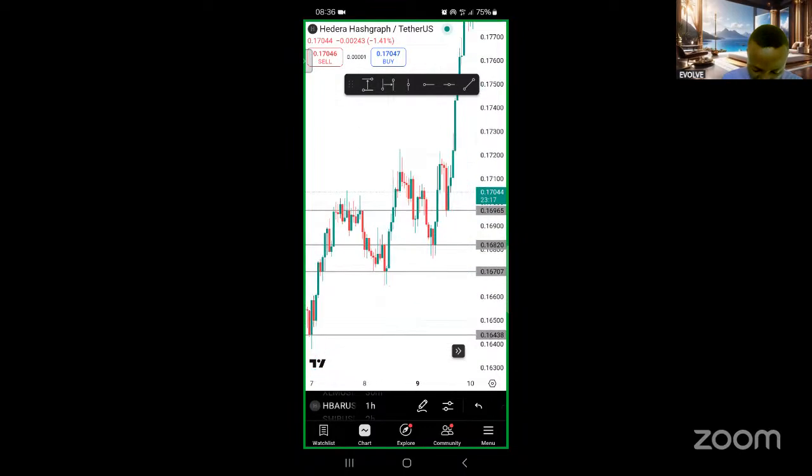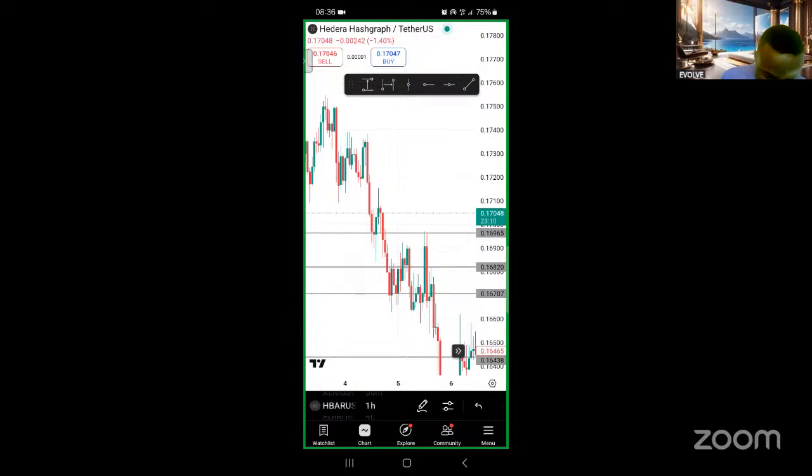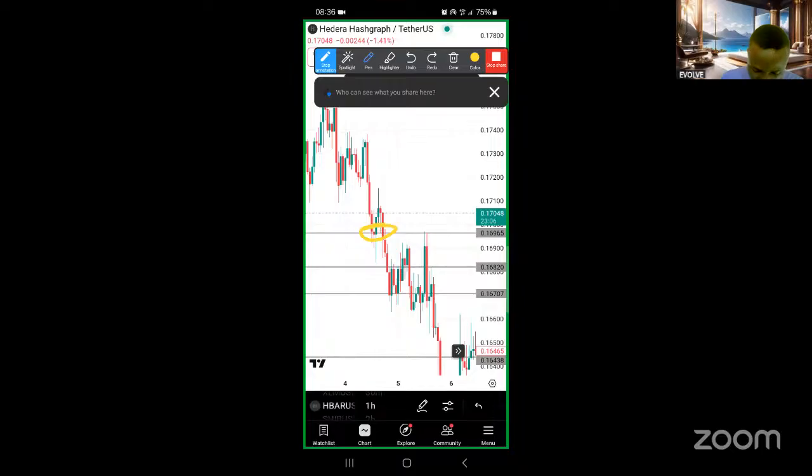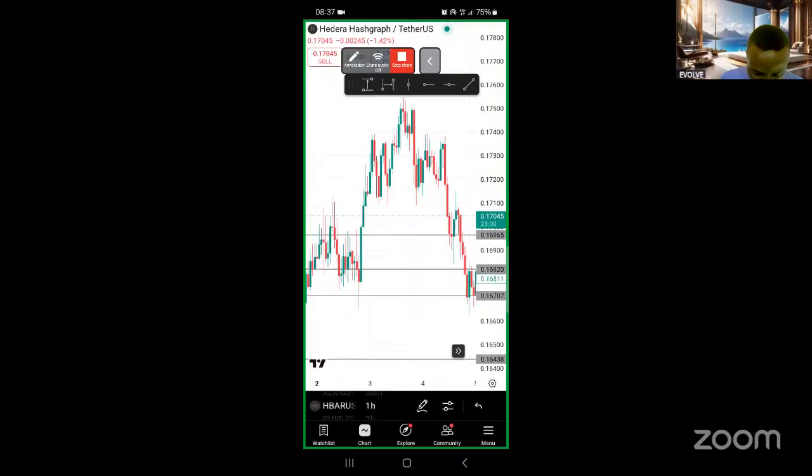Let us look for these points. Where did the market reach that point and it bounced off? Can you see this point? Can you see this? It went up. All right. That was an area of support.